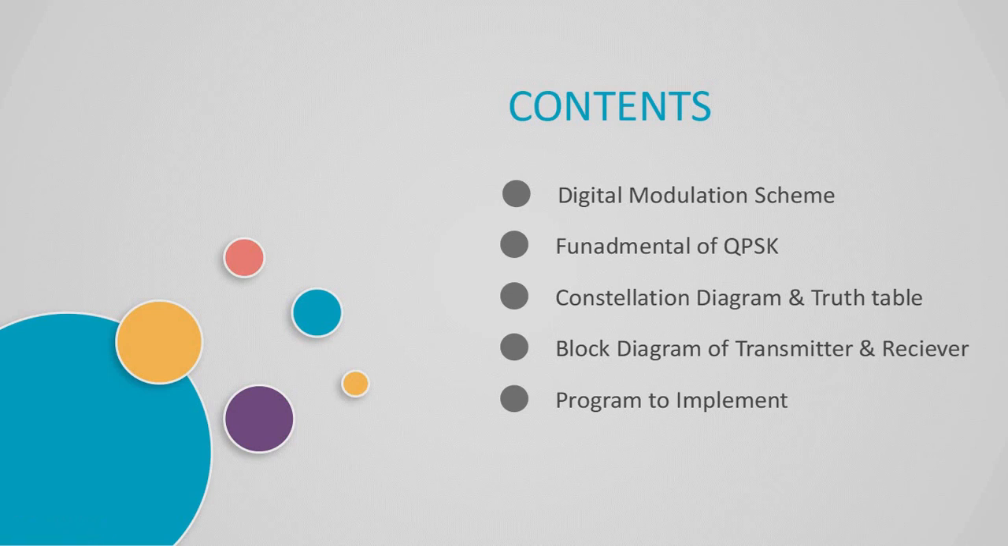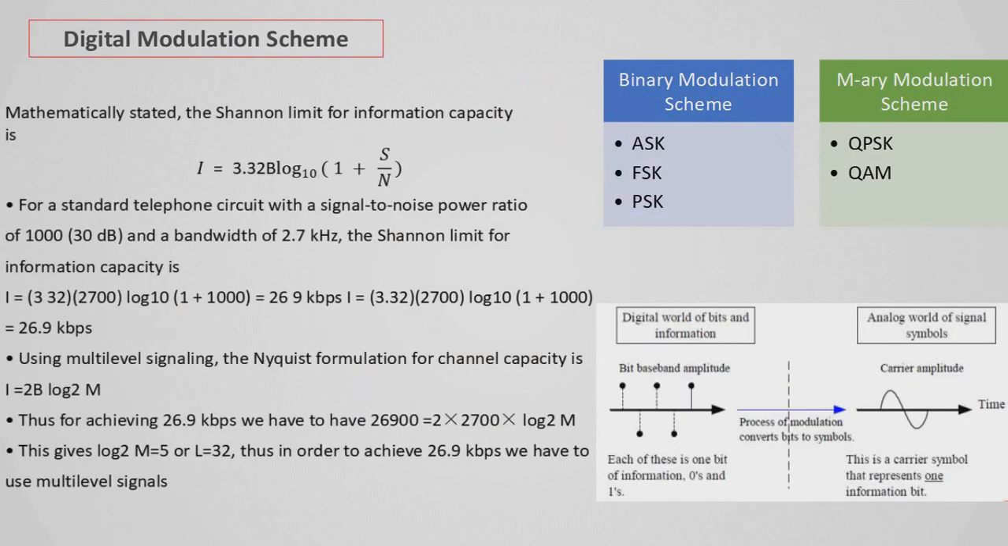So today we are going to discuss the digital modulation scheme, then the fundamentals of QPSK, the constellation diagram and truth table, and the block diagram of the transmitter and receiver. Once this block diagram is understood, we can go for the implementation of the program. So first part, as you can see on the screen, the digital modulation scheme.